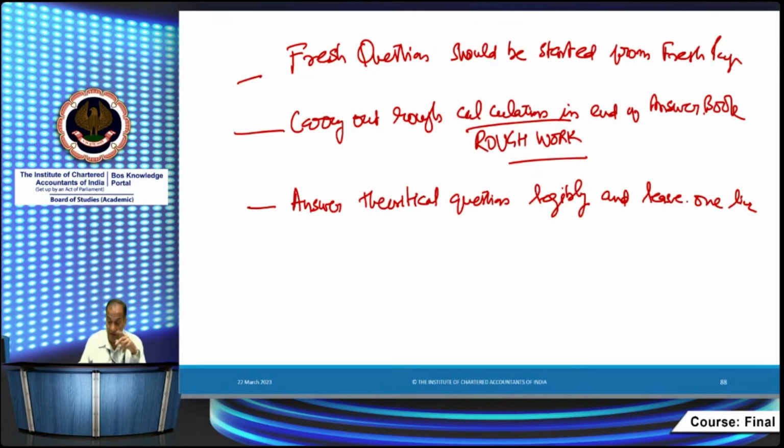And calculation is very important. You should check the calculation thoroughly, because even if one step is wrong, then all the steps will go wrong. So that is more important.